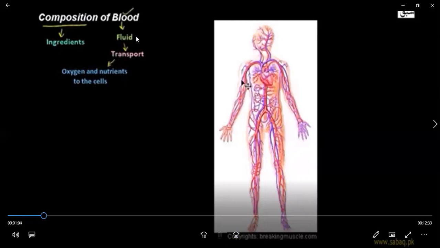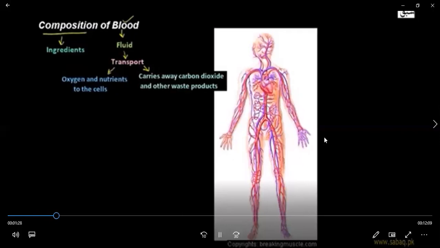Now, this fluid, that is blood, helps in the transportation of various materials. And what kind of things does it transport? From the heart, it takes oxygen and nutrients to the cells of different parts of the body, and from those cells, through the veins, it takes the deoxygenated blood, carbon dioxide and other waste products from the tissues and cells and brings them back to the heart. That is why it's called a closed circuit, because it starts from the heart to the cells and back from the cells to the heart.